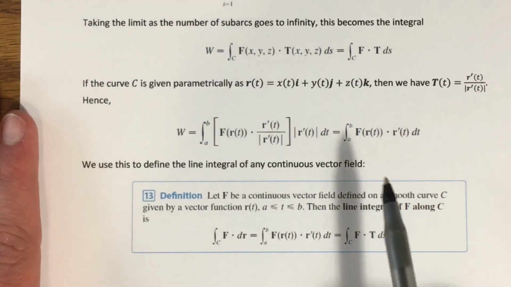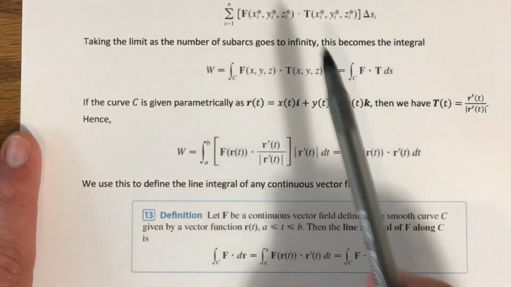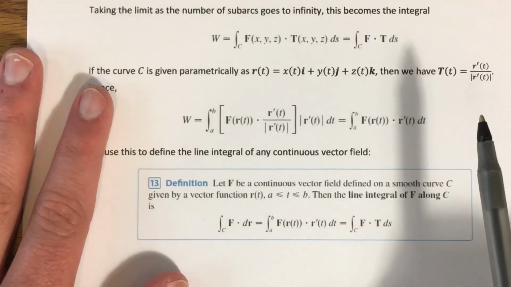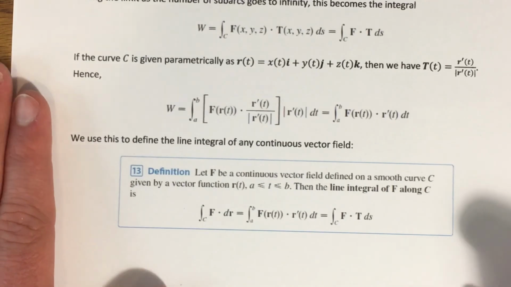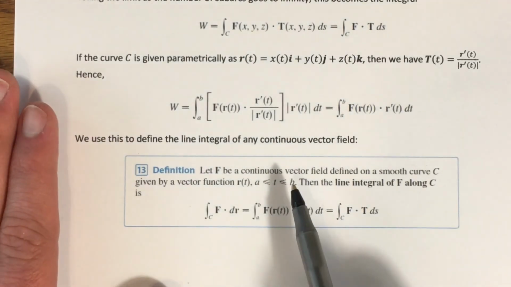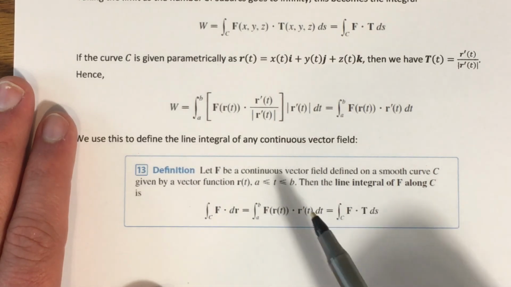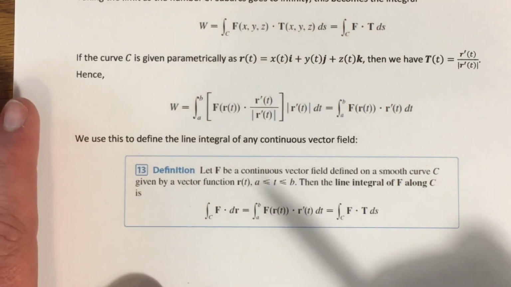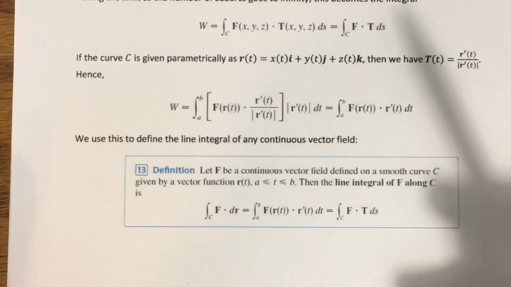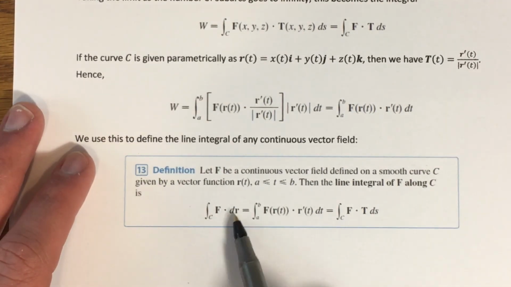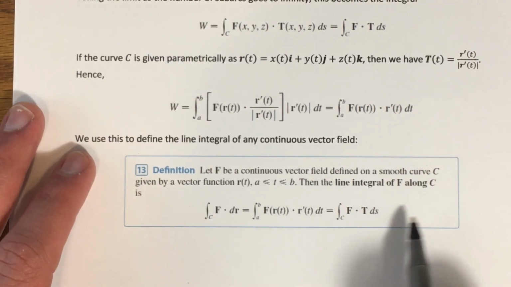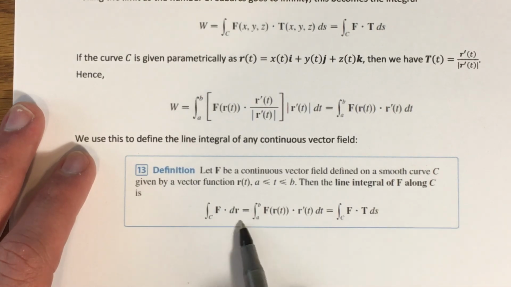Okay, now we did this from the context of work and considering our vector field to be a force field, a continuous force field, but this actually is a useful definition for evaluating a line integral over any continuous vector field, even if it doesn't represent a force field. So this is what we use as our definition for the line integral of the vector field F along C.